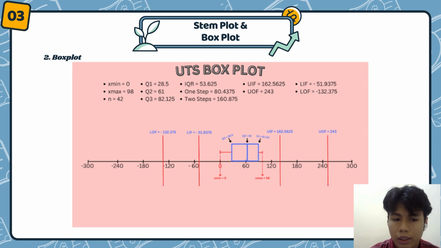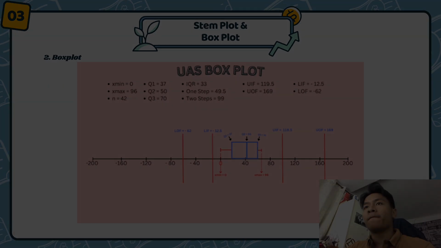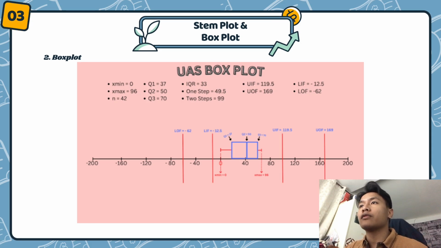Same like the UTS box plot, the UAS box plot also has no outliers because the x-min or x-max value are not beyond any fence. Okay, for now we also got the box plot for the final test. Maybe the function is the same as what Hilmy said in the previous slide, but I will explain that the value for the UAS box plot is quite different from the UTS box plot.